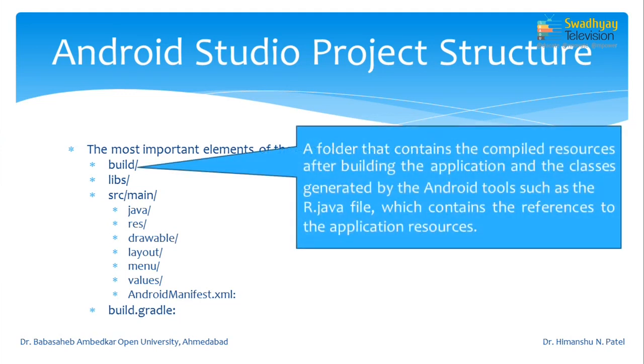It is a folder that contains compiled resources after building the application and the classes generated by the Android tool, such as the R.java file, which contains the reference to the application resources. Whenever you want to convert your application into an executable file, you must build your application. Then it generates certain files which include references for the resources that you have included in your app. For example, you may have layouts, menus, drawables or images. All these references are included in this folder, which is named build.